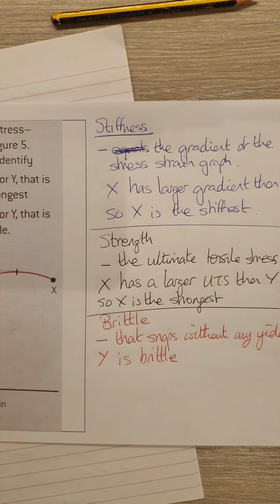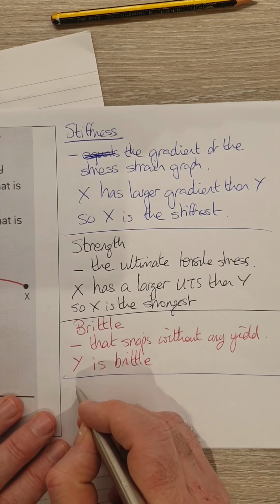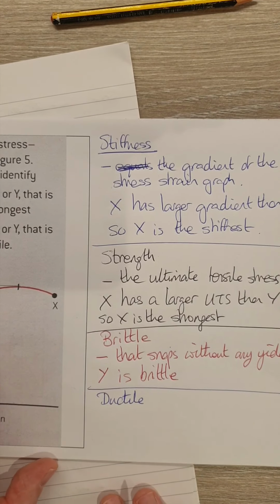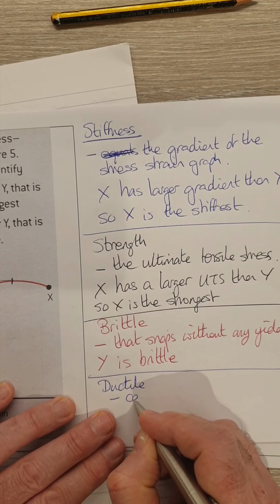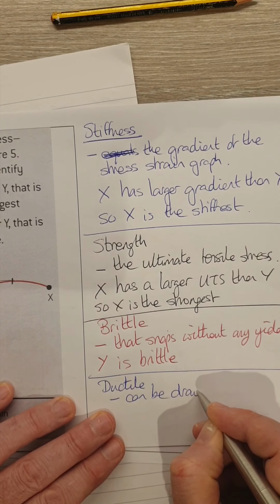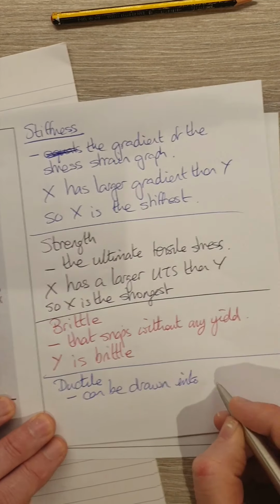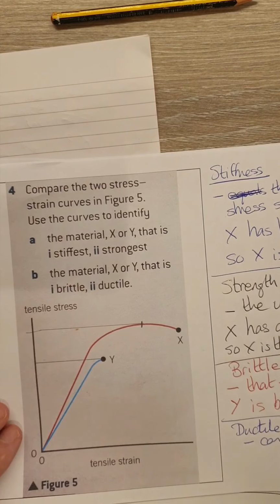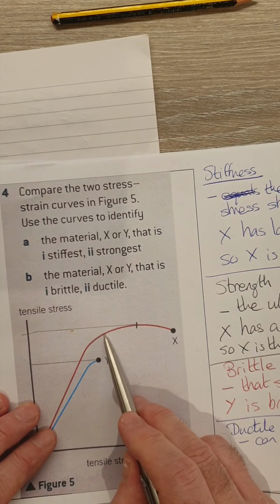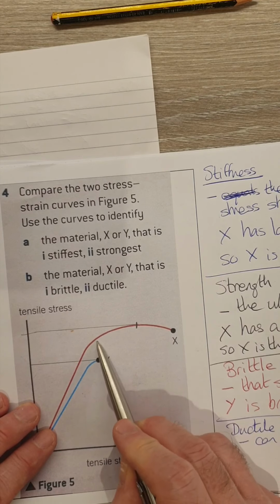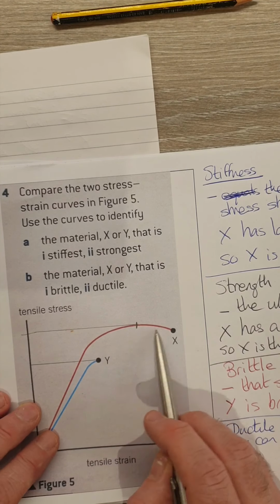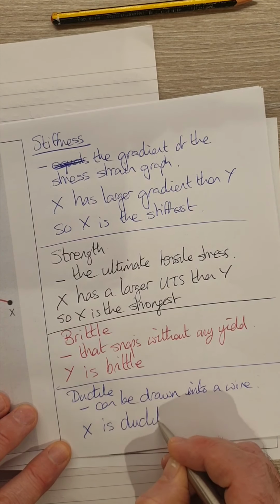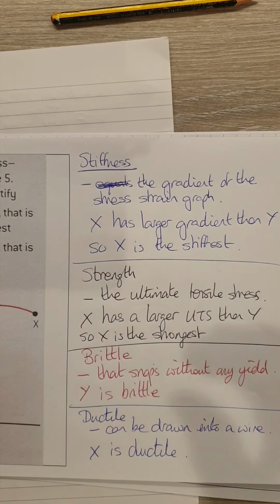and that leaves us with the final property, which is which of the materials is ductile. And ductile means can be drawn into a wire, so we can continue stretching it into a wire. Clearly that's not Y, but here we can see the plastic deformation of X happening after it's passed the elastic limit. So X is ductile. And that concludes the 4 questions.